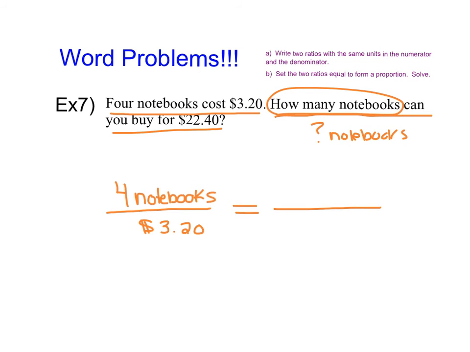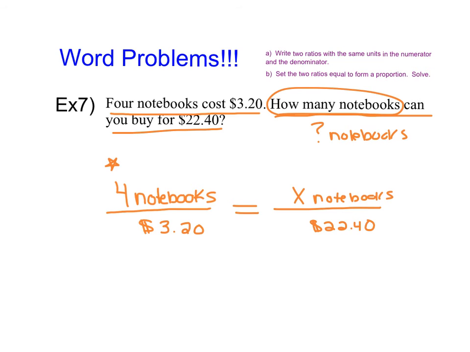So as I make this second ratio, I need to pay very close attention to how I created this first ratio, because I need to make sure I put the notebooks in the numerator and the money in the denominator. So here I don't know how many notebooks I have, so I'm going to represent that by using just a variable of x. So I have x notebooks, and then I have $22.40. So notice that each fraction is notebooks over dollars. Notebooks over dollars. I've kept it the exact same way.